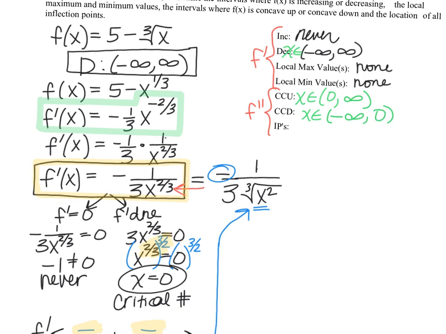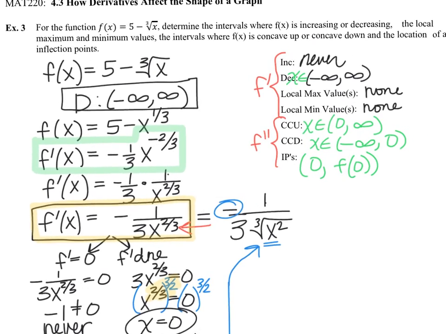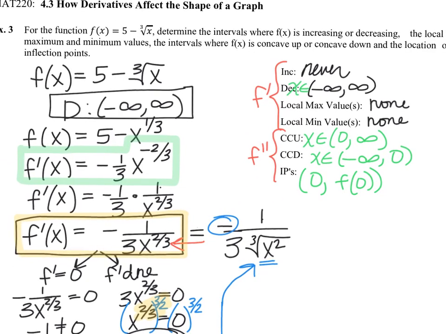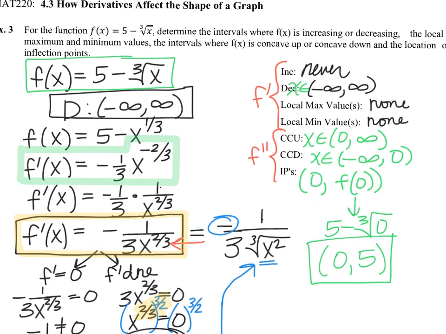0. And that means that we have an inflection point at 0, but we want the entire point, which means we need to go ahead and plug 0 back into the original function. So we need to evaluate the function at 0. So that means we're finding f of 0. So back to the original here. Oops, sorry. The original function here, f of x equals 5 minus the cube root of x. So this is going to be 5 minus the cube root of 0. So that means that the inflection point is going to be the coordinate 0, 5. 0, 5 will be my inflection point.